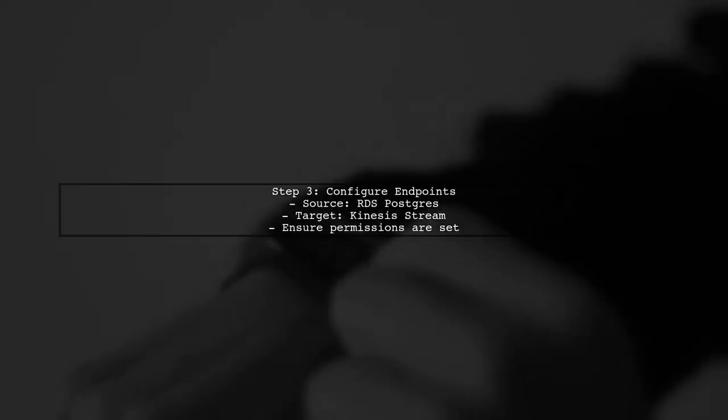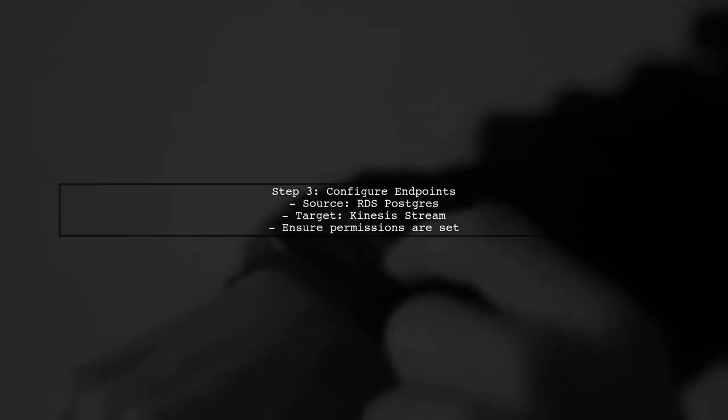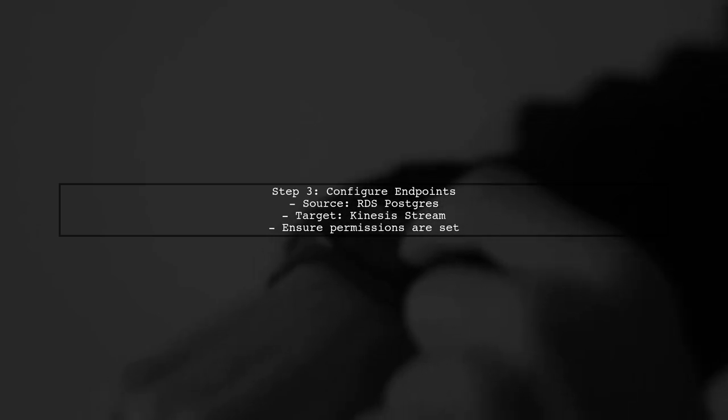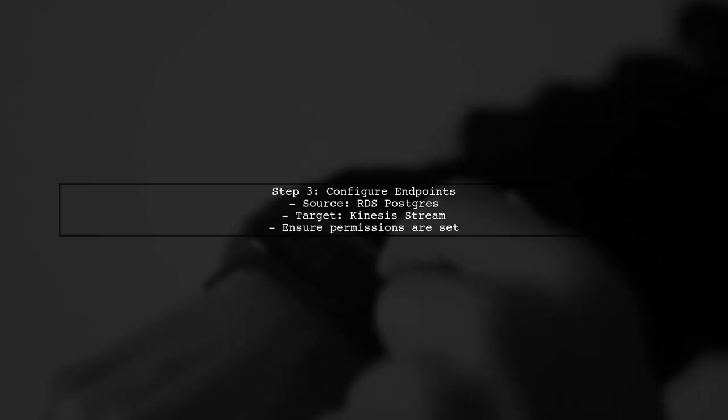Next, set up source and target endpoints. The source will be your RDS Postgres database, and the target will be your Kinesis stream. Ensure that you have the necessary permissions for both.